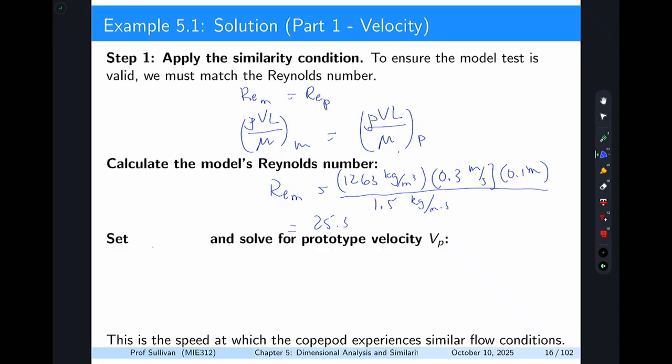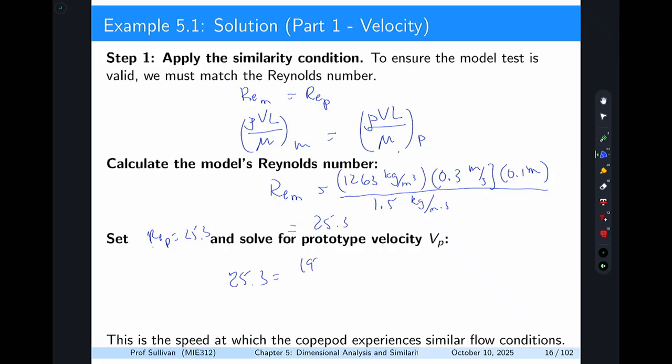So typically when you're dealing with flows in reality, say a pipe flow, we're looking at something on the order of 10 to 100 to 200,000. If you're looking at aerodynamic flows, you're looking at things on the order of 1 million. So this is tiny. So if we set the prototype to 25.3, we can solve through for everything.